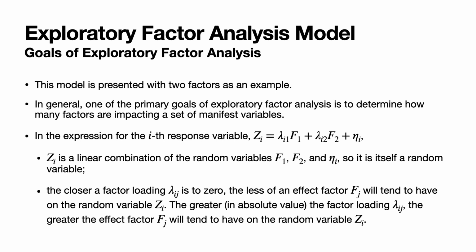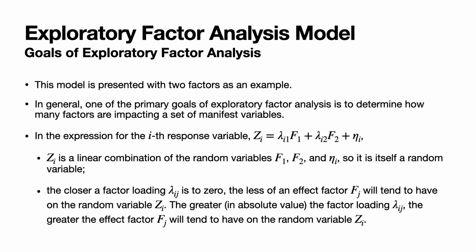So that's really the first thing that one needs to do when doing an exploratory factor analysis, is to determine in some way the number of factors that you believe are impacting the manifest variables that you have measured. Now, in the expression for the ith response variable z sub i, which again is lambda i1 times F1 plus lambda i2 times F2 plus eta sub i, z sub i is a linear combination of 3 random variables, F1, F2, and eta sub i, and so it is itself a random variable.